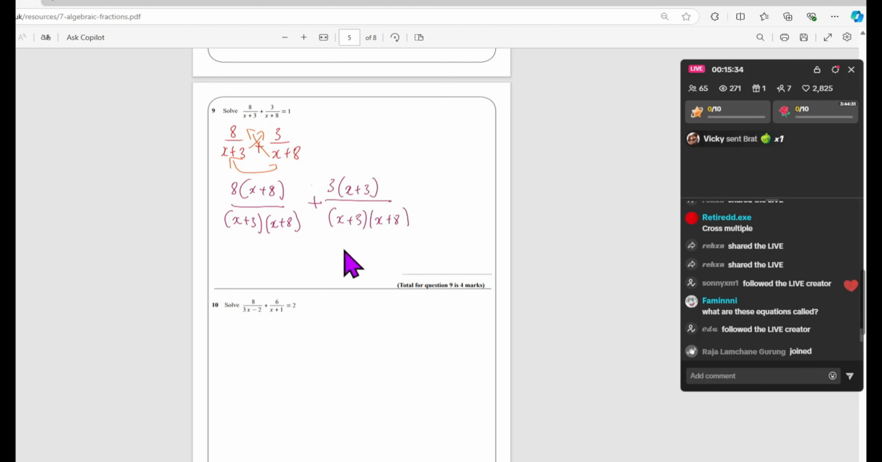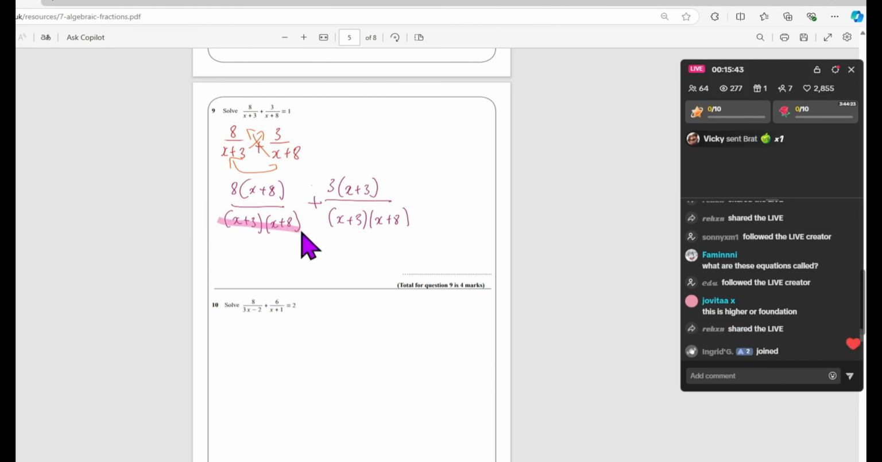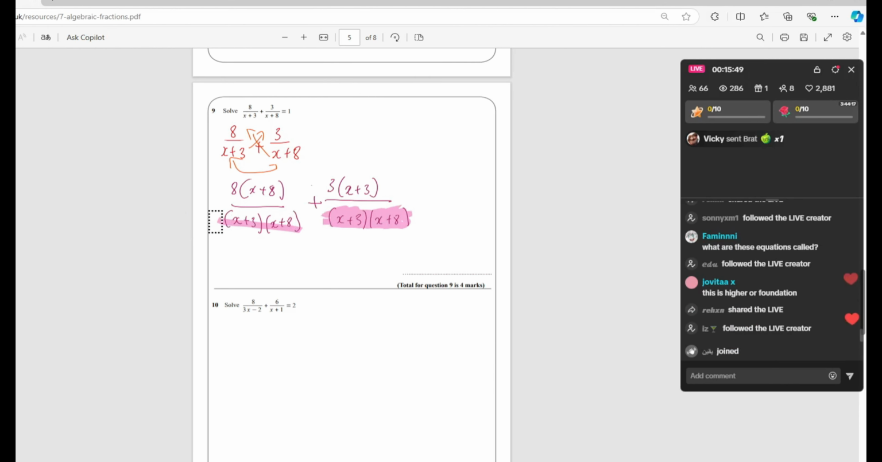What are these equations called? These are called algebraic fractions. Now, as you can see, we have achieved the common denominator we wanted. Both of them are the same. This is what we wanted. Then we can now simply do it.